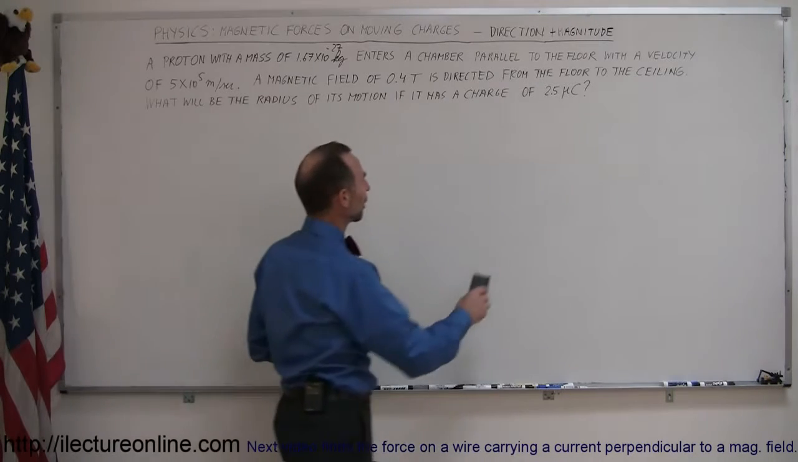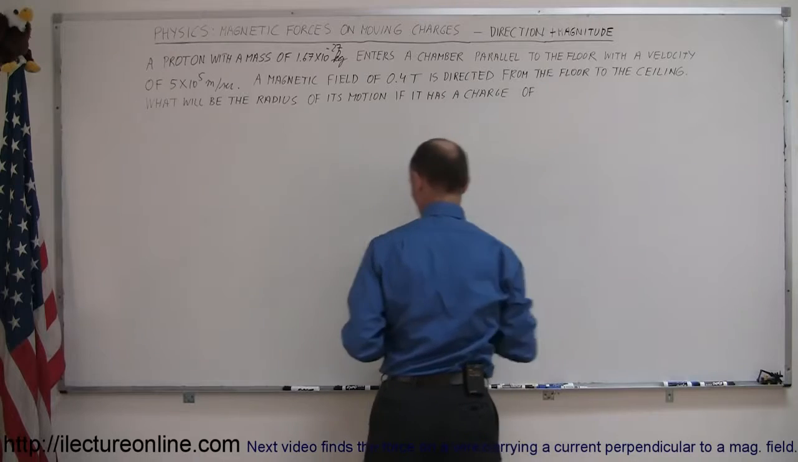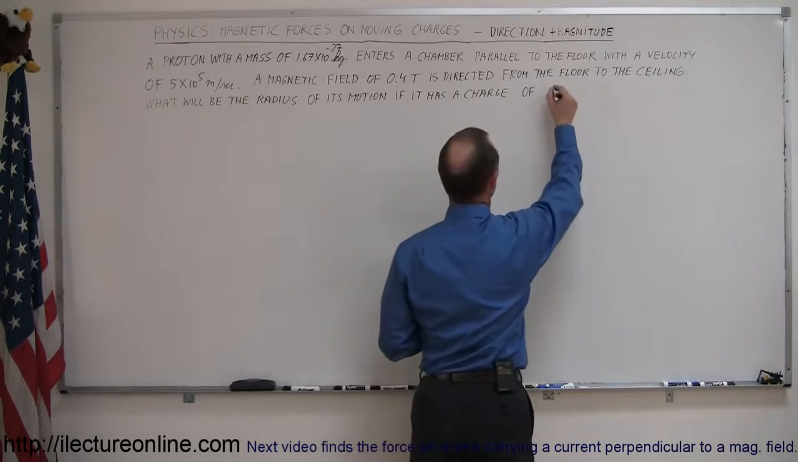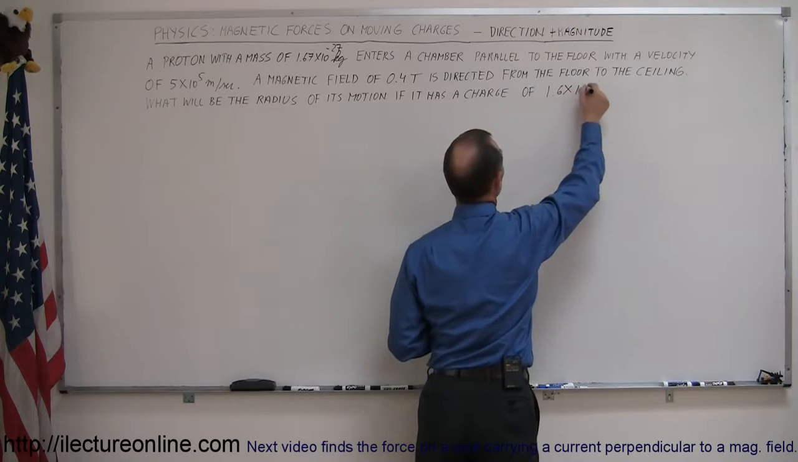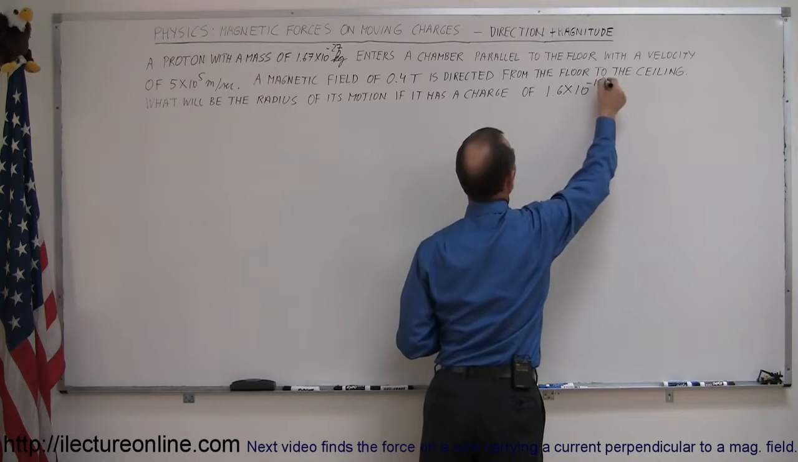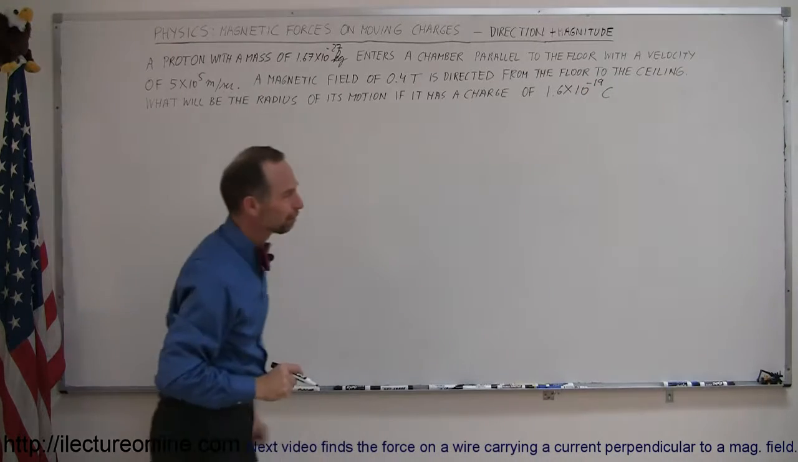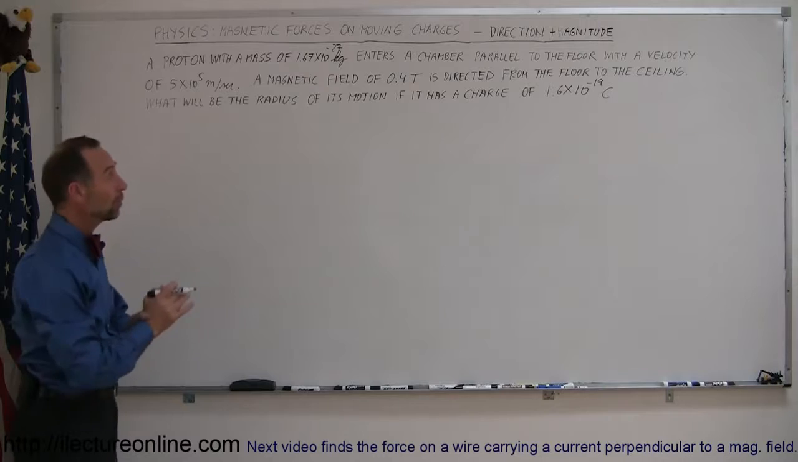And no, a proton would not have that kind of charge. The charge in a single proton would be 1.6 times 10 to the minus 19 coulombs. All right, that's much better. Okay, so what do we do here?